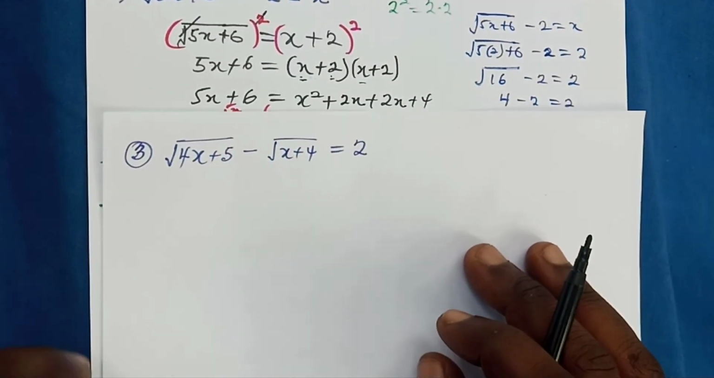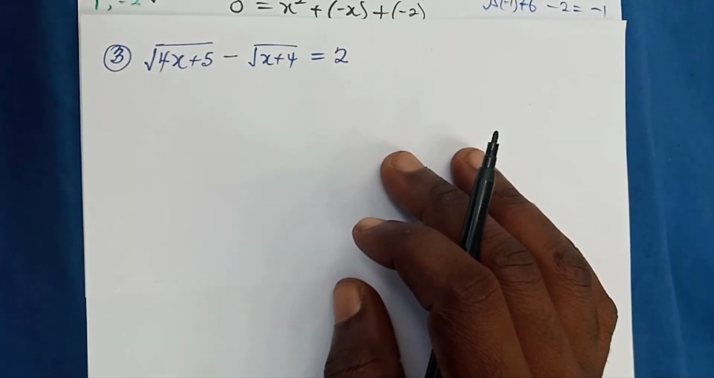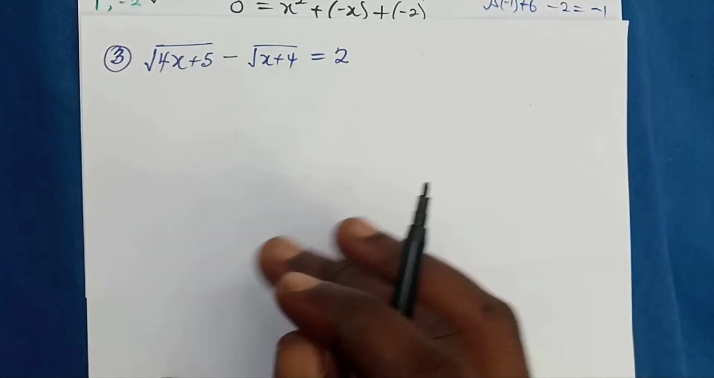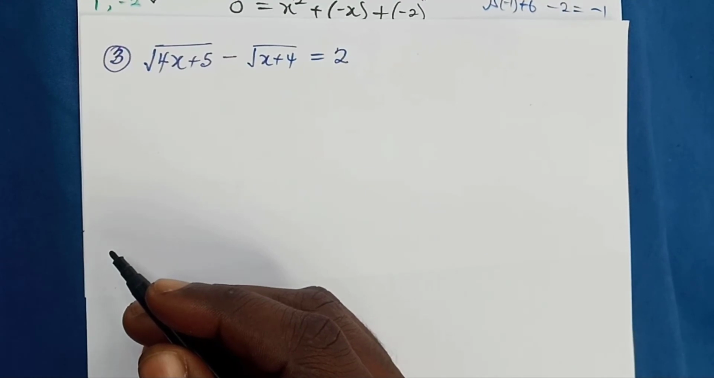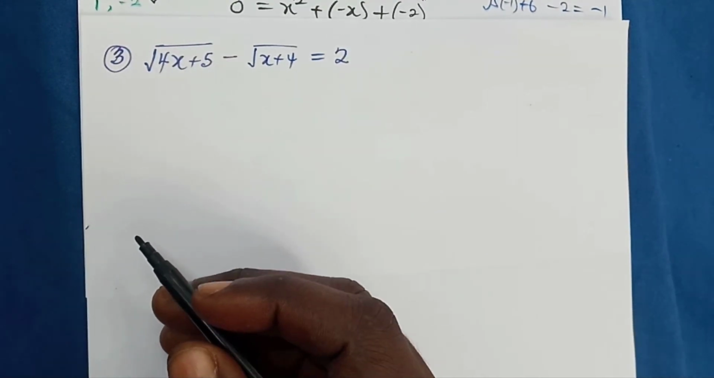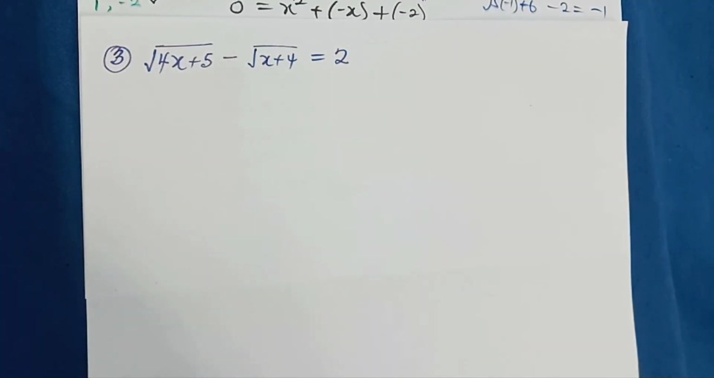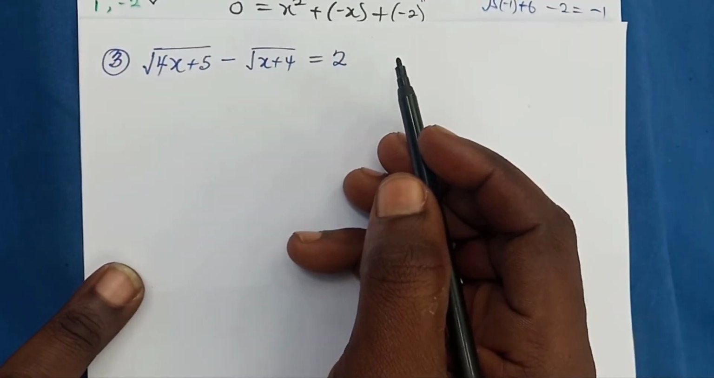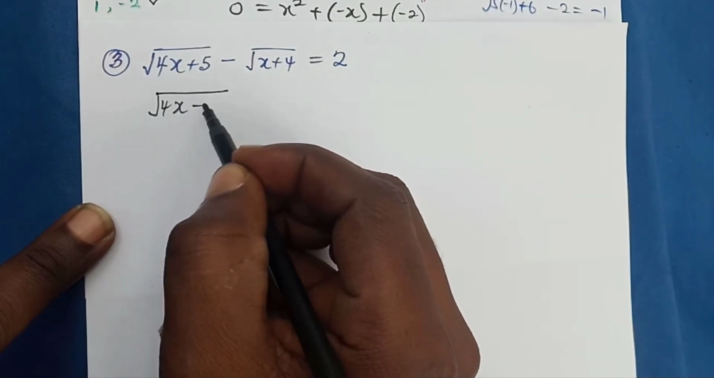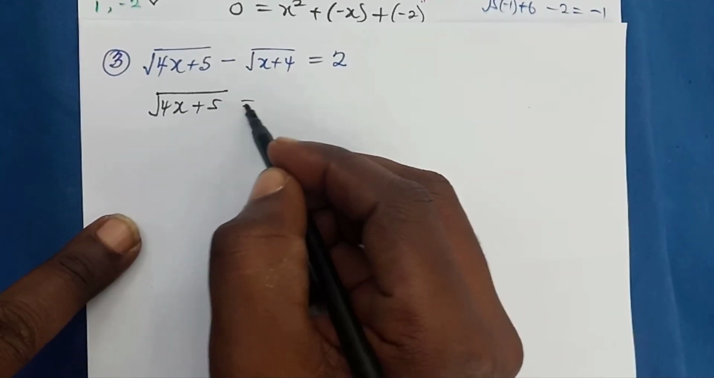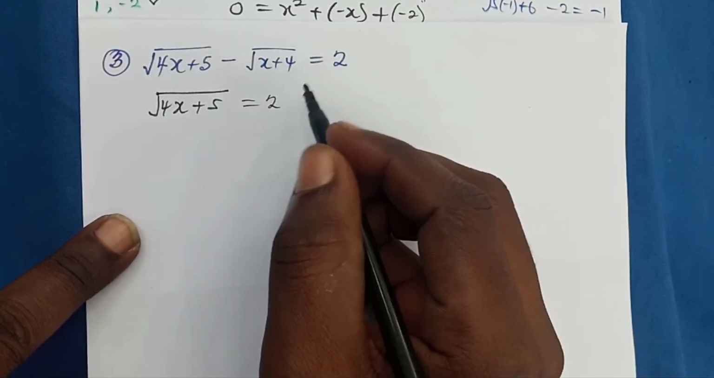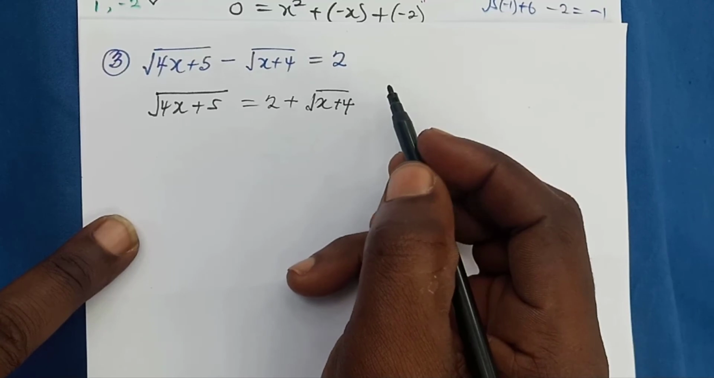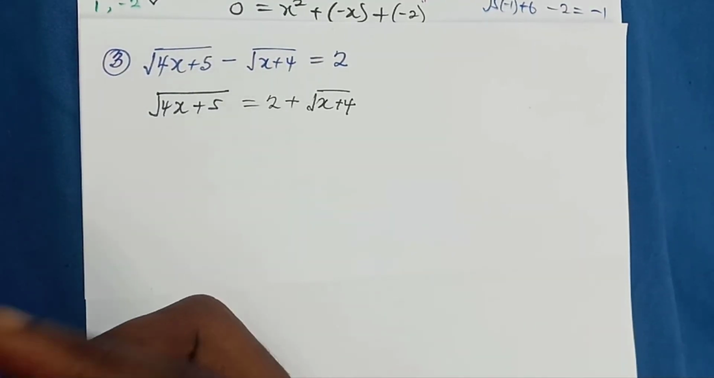Alright, let's look at another example. Assuming we have the square root of 4x plus 5 minus square root of x plus 4 is equal to 2. The easiest way to go about this is to move one of the square root signs to the other side. So let's keep this one here, square root of 4x plus 5 is equal to 2, and then move this one to the other side, plus the square root of x plus 4. Alright, so now we do away with the square root sign.